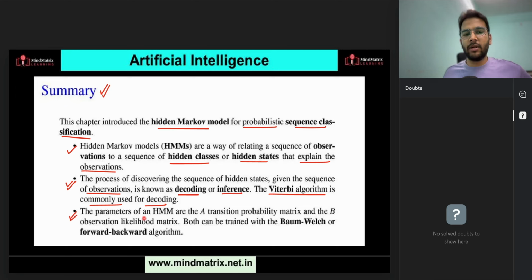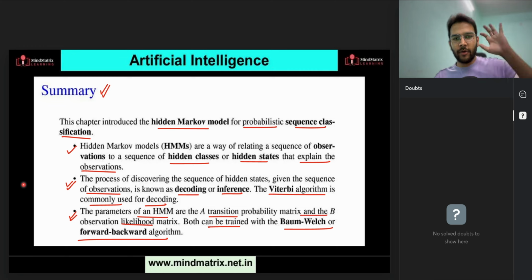The second one is that the parameters of HMM, when we try to learn them, can be trained with Baum-Welch and the forward-backward algorithm. And the third thing that we have seen is the forward algorithm, that is likelihood. From this particular topic, the forward algorithm is important. Some questions can be framed on that, and the Viterbi algorithm that I covered through one example, one question can be framed on that too. And it may be possible that a 1 mark theoretical question can also be asked.